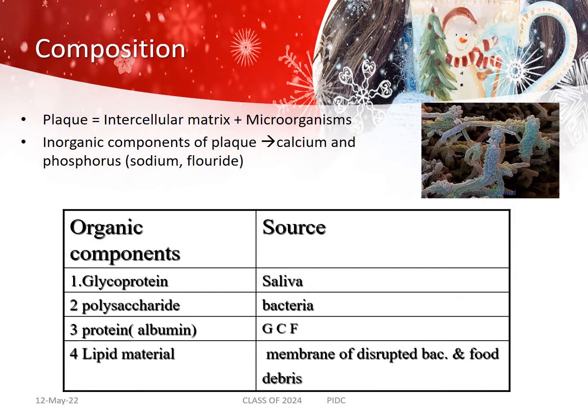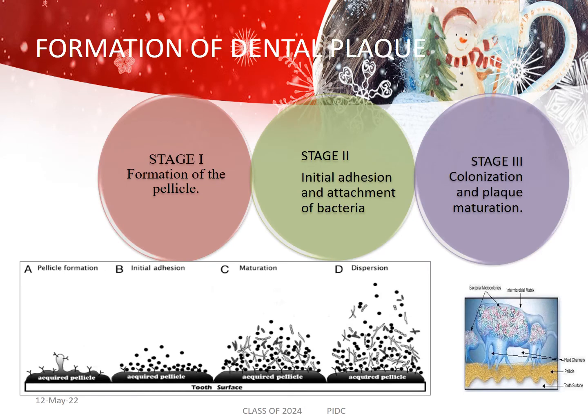Coming on to the composition, plaque is composed of intercellular matrix and microorganisms. Inorganic components of plaque include calcium and phosphorus, and these are the organic components which are present and their sources. Coming on to the formation of dental plaque, it is divided into three stages. Stage 1 is the formation of the dental pellicle. Stage 2 is the initial adhesion and attachment of the bacteria. Stage 3 is the colonization and plaque maturation. Likewise, you have the diagrams which represent them. We will go on with each of these stages and their explanation in the next slides.